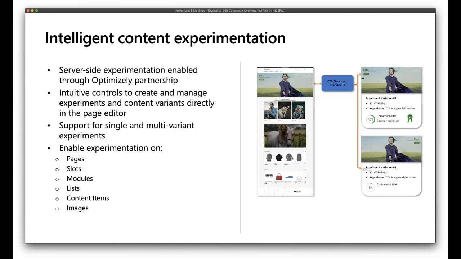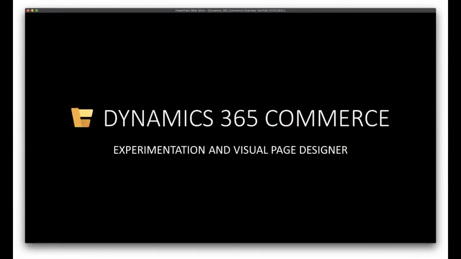You can associate that with an experiment, and then you can create your control A and B variants and run that experiment. You can do that at the page, slot, module, list, content item, or image level. And then you can go to Optimizely, you can see how that runs. When you find a winner in your experiment, you can promote that winning experiment for all customers. So it's a very easy, very intuitive solution. And we'll actually see that in a minute. In fact, we're going to see it right now. So I'm actually going to play a little video here, and I'll let that run.